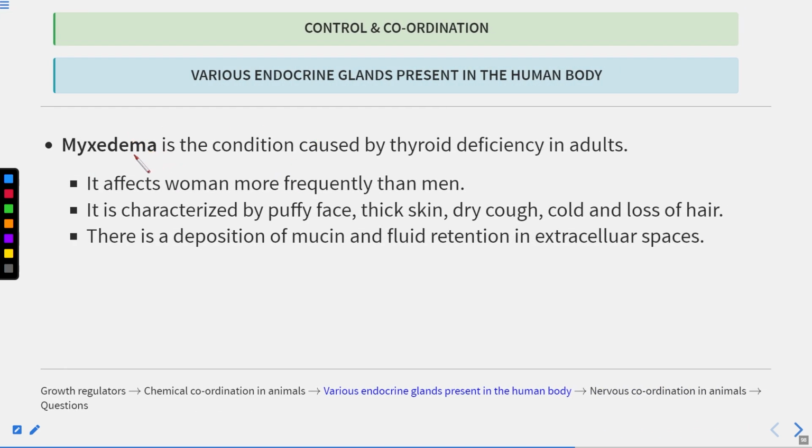Now, myxedema. This condition arises due to severe hypothyroidism. It is a severe case of hypothyroidism.